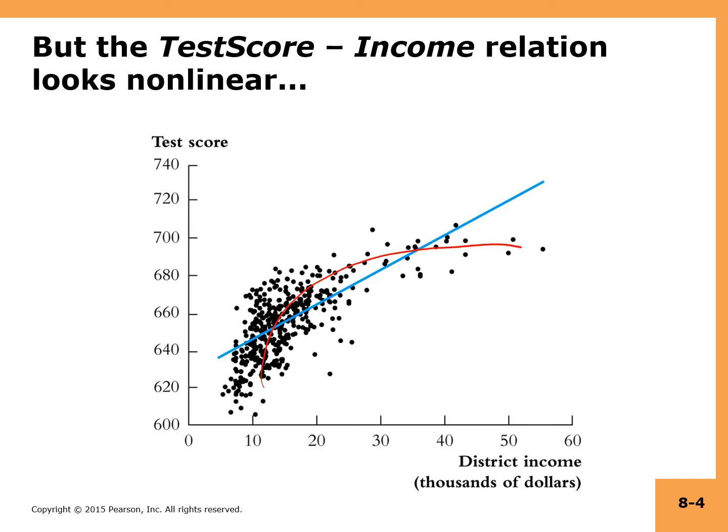Usually, we say there is a nonlinear relationship when the slope is not constant. So in the linear case, the slope is constant throughout the different points of x. But in the case of a nonlinear relationship, you can see that the slope is steeper in the beginning, and then later on the slope actually kind of flattens out. So in this case, we say that there's a nonlinear relationship between test score and district income.